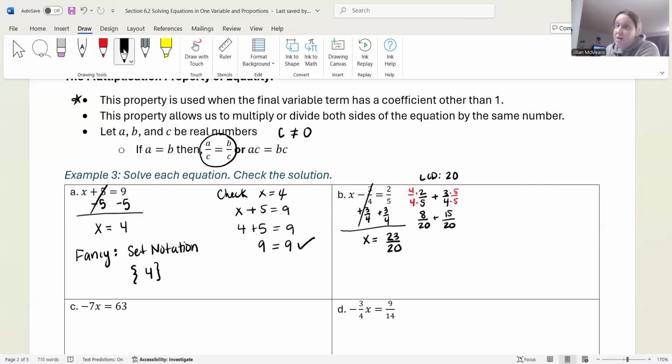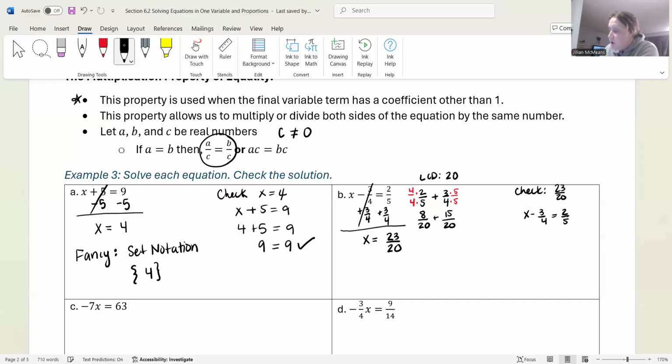But the direction said check your answer. So let's go ahead and take some time to check the answer, okay? So we're going to check 23 twentieths. Now remember, the way we check is we take the original equation, but anywhere you see the variable, you want to replace it with the value you're checking. So in this case, we're going to replace x with 23 twentieths.